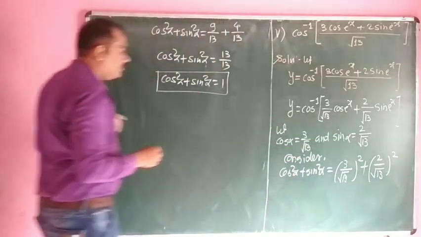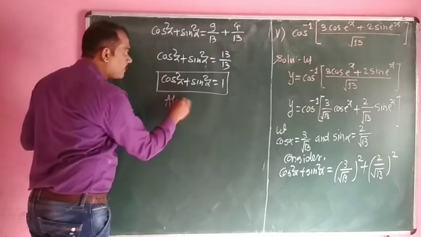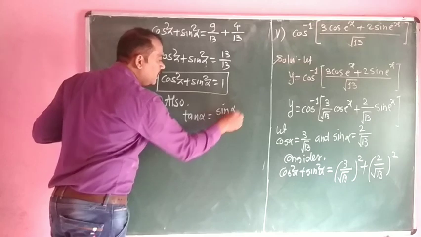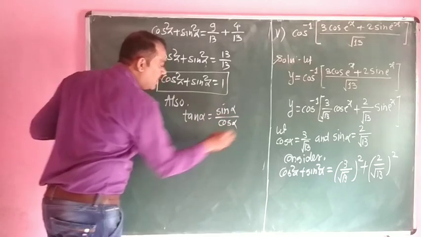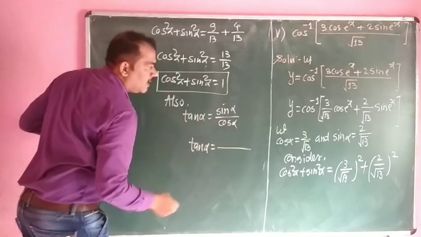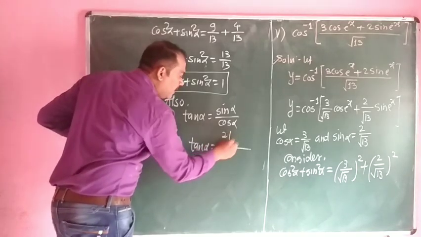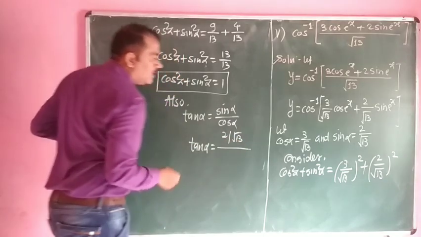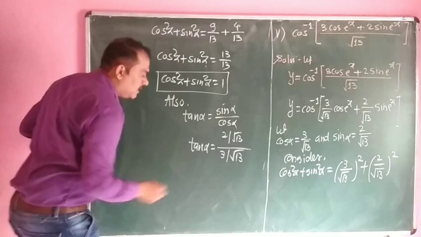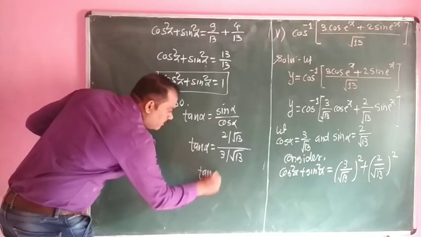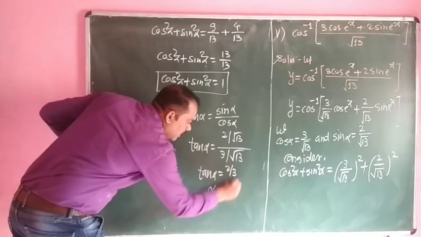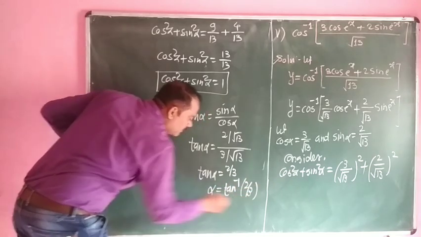Also we have to find the value of tan alpha. Tan alpha is equal to sin alpha divided by cos alpha. What is the value of sin alpha? 2 divided by root of 13. What is the value of cos alpha? 3 divided by root of 13. Root 13 gets cancelled, so tan alpha is equal to 2 by 3, that is alpha is equal to tan inverse of 2 by 3.